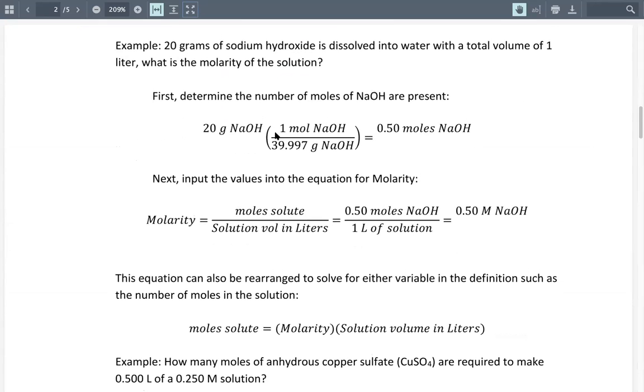It says I have 20 grams of sodium hydroxide dissolved into water with a total volume of 1 liter. What is the molarity of the solution? So I have to find the number of moles that are present in 20 grams of sodium hydroxide.